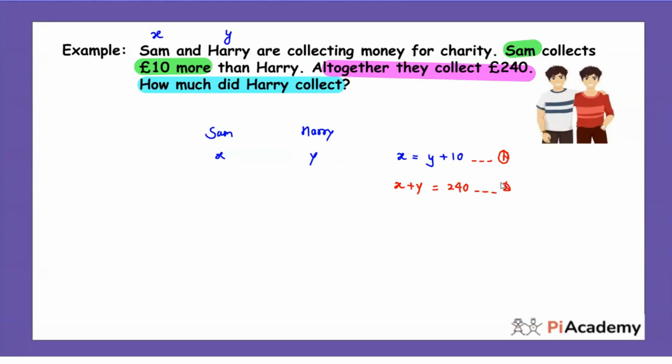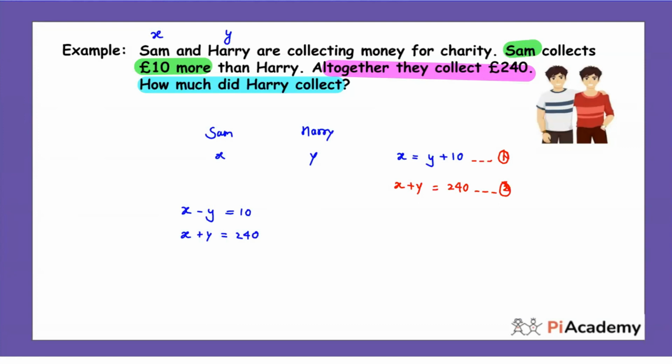Now, sometimes a little bit of rearrangement is required. Let's say in the first equation, I can write X minus Y equals 10. And the second equation is X plus Y equals 240. Fine, everyone. Now, we are going to go for step number one. And step number one is what? Elimination.